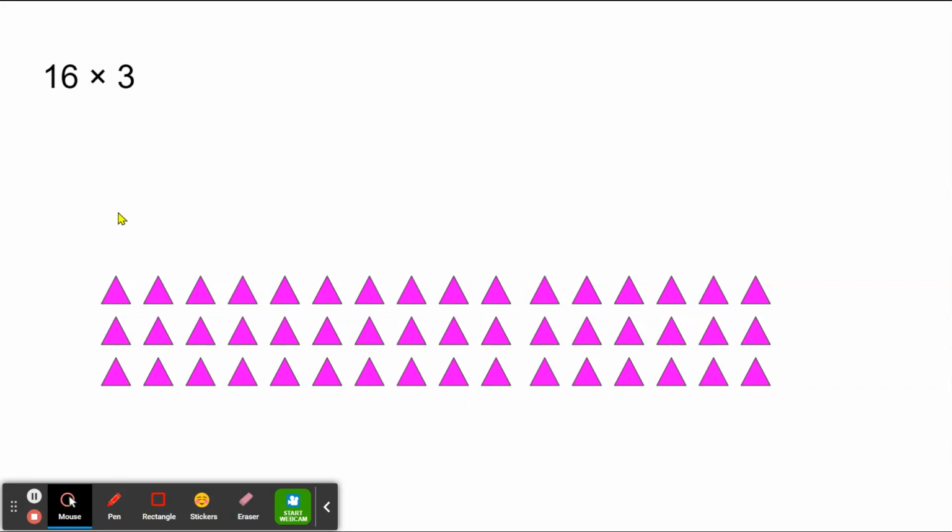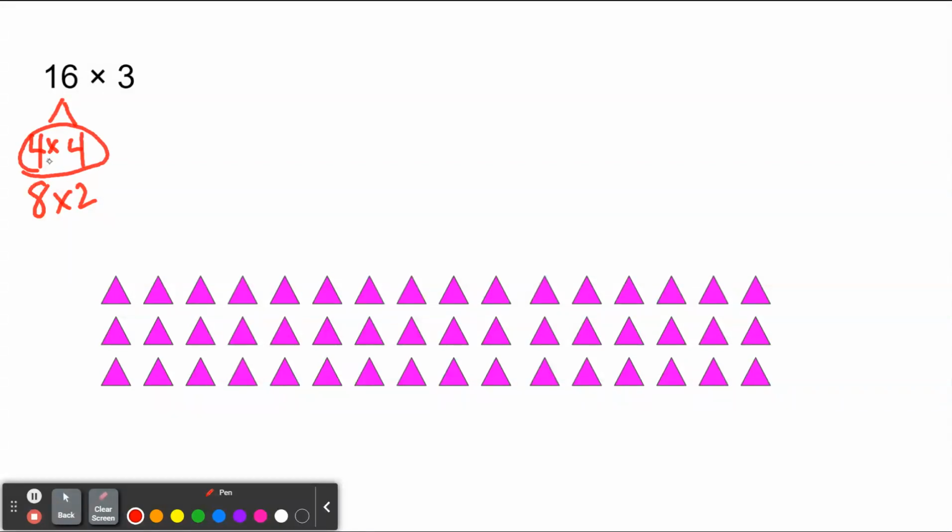Now, we can multiply, but that can be kind of hard to do. That can seem very overwhelming. So what we can do is split our 16 into more manageable factors. We can split 16 into 4 times 4. We can also do 8 times 2. Both of these will work to help us multiply. In this case, I'm going to use 4 times 4. That's what I chose, but you can definitely use 8 times 2.